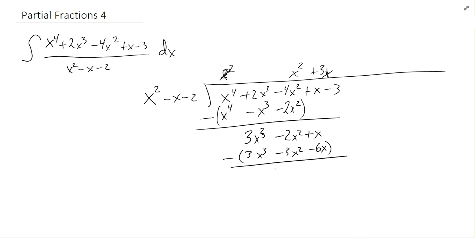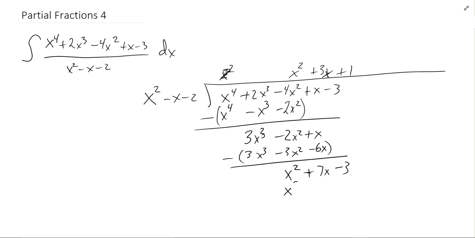3x cubed minus 3x cubed is 0, just like I hoped. Minus 2x squared minus a negative 3, that's going to become plus. So I'm going to get 1x squared. And then it's going to become plus there, so plus 7x. I've still got a negative 3 down there. And one last time, x squared times what gives you x squared? Well, x squared times 1 gives you x squared. So I'm going to multiply by 1.